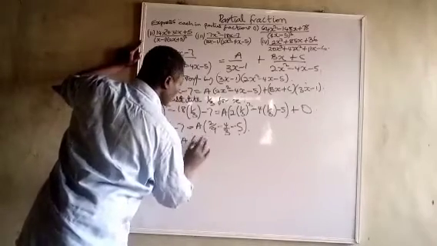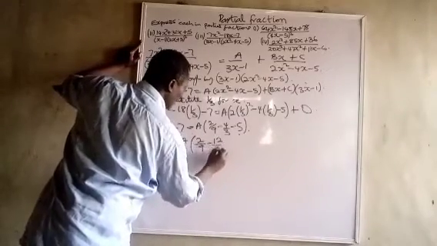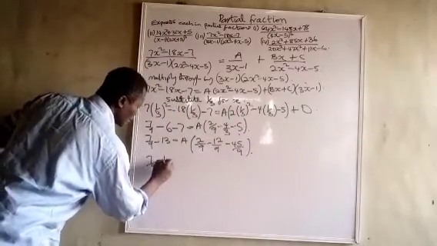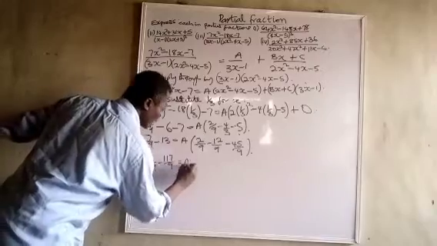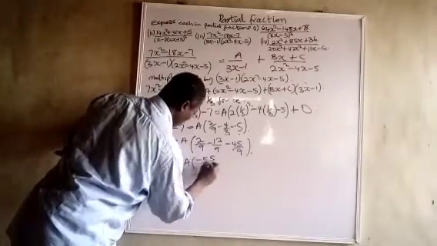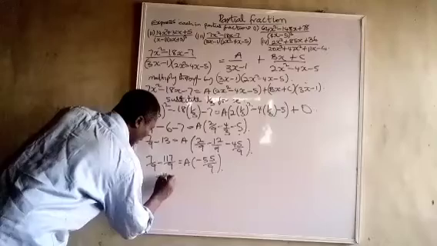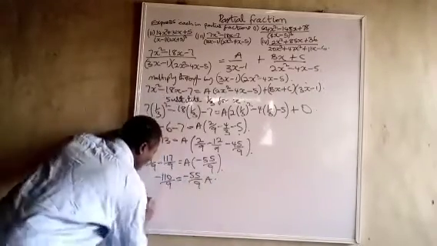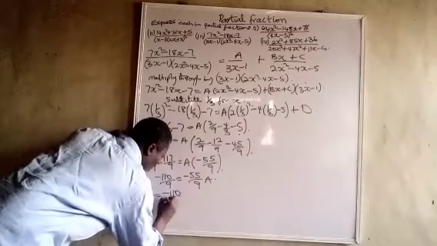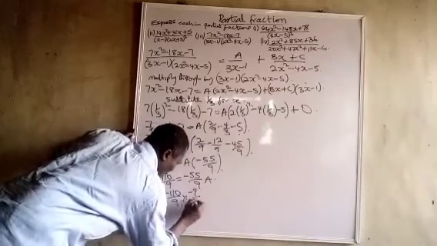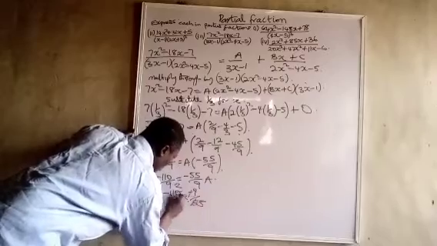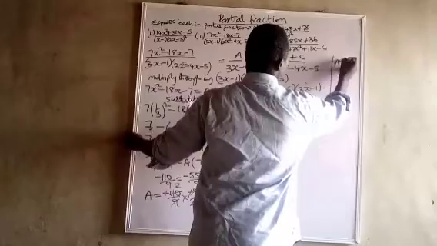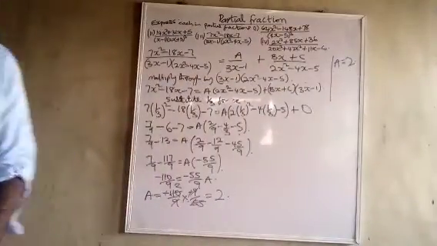A into 2 over 9 minus 12 over 9 minus 45 over 9. So in the same way, this one will now be 7 over 9 minus 117 over 9, equal to a into minus 55 over 9. So I have minus 110 over 9 is equal to minus 55 over 9a. So a will be equal to minus 110 over 9 times minus 9 over 55. So I have 2. So a equals 2.